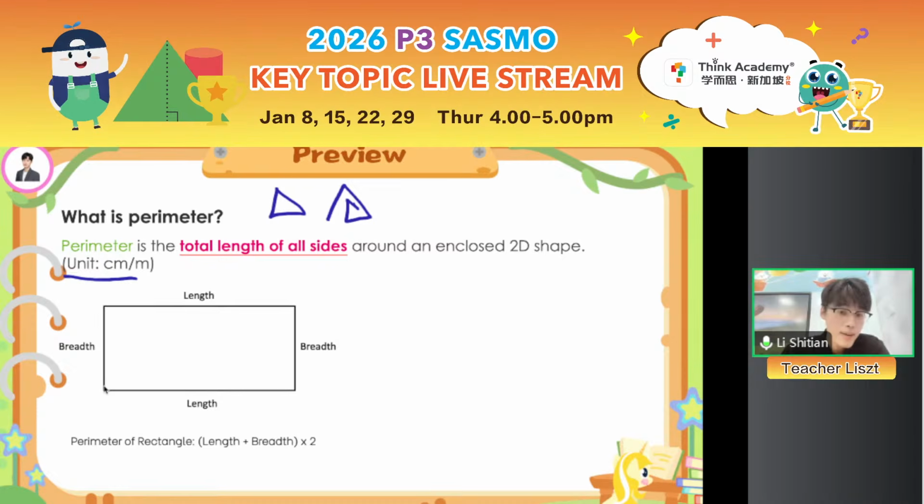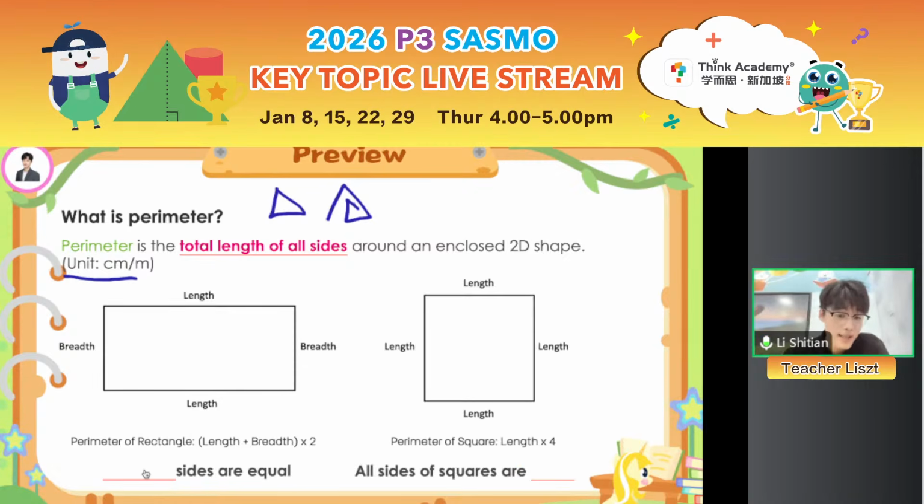One breadth plus one length is like the shape of the letter L, so I call it the L-shaped method, because here is one L, which is length plus breadth. Then I times 2, and I find the parameter of the rectangle. Did you find which sides are equal? Opposite sides are equal, right? Because length and length are here, breadth and breadth are here, they have the same name. So obviously the opposite sides are equal.